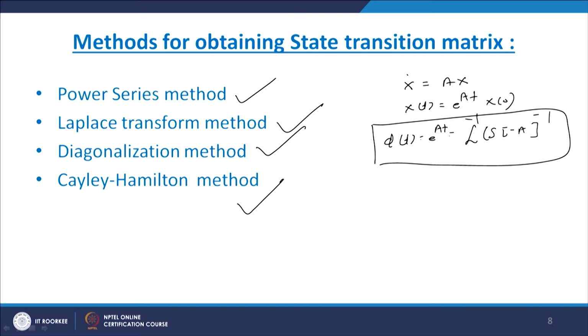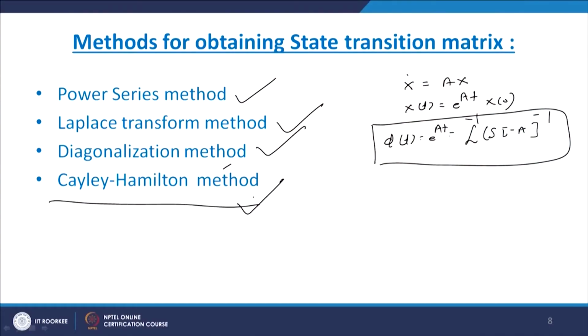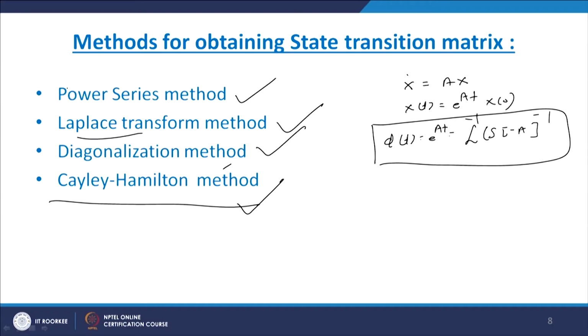Now, the diagonalization method is based on the concept of converting the given system matrix into diagonal form, and in this case there is a need to go for the modal matrix. Calculation-wise this method is quite cumbersome, but Laplace transform is quite better. Next is the Cayley-Hamilton theorem. This is a very important theorem and it has wide applications, so this method is also useful in getting the state transition matrix. The Laplace method we have already seen, so the methods we have to see are power series, diagonalization and Cayley-Hamilton. Now, we start with the power series method.